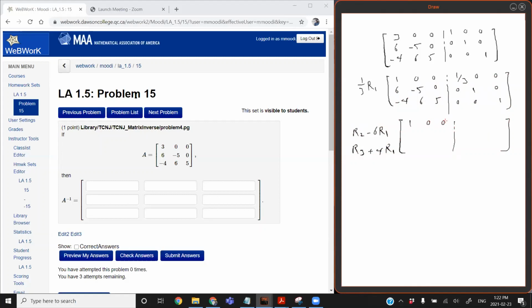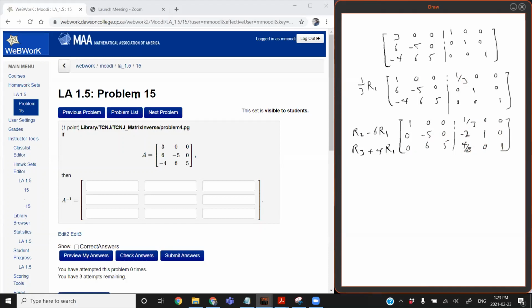So that means the first row does not change. Negative 6 times this added to this, 0. Negative 6 times this added to this, no change. No change here. Negative 6 times this is negative 2, added to this, negative 2. And these two do not change. 4 times this added to this, 0, 6, 5, no change there. 4 times this is 4 over 3. So 4 over 3. And then the other two do not change.